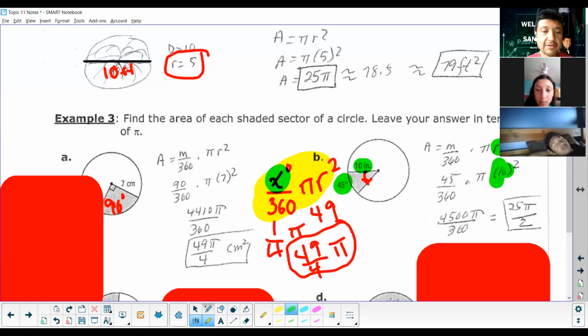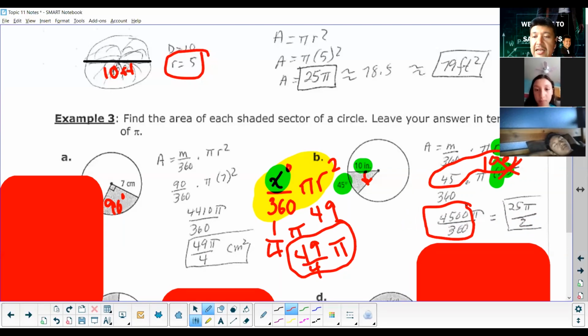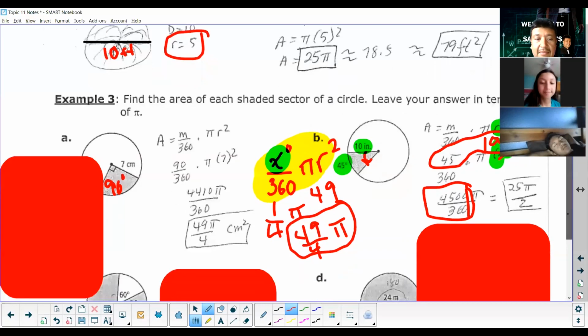Oops, hold on a second, let me go. This became 100. They took 100 and multiplied that with 45 to get 4,500 over 360 and then reduce that. And this is how they got, if you cancel out those zeros and you reduce, you get 25 over 2. Notice that? All right, good.